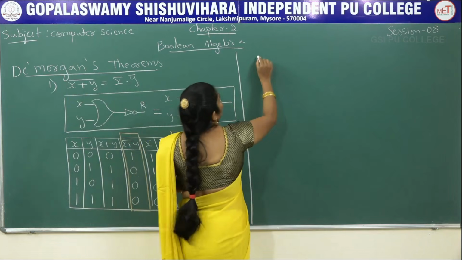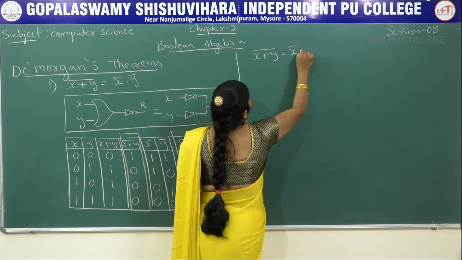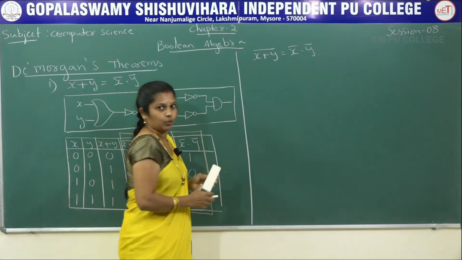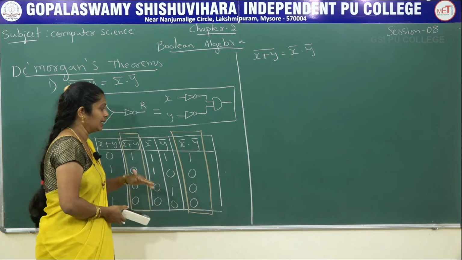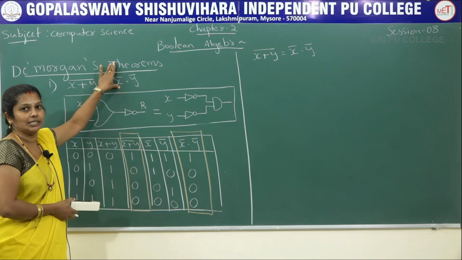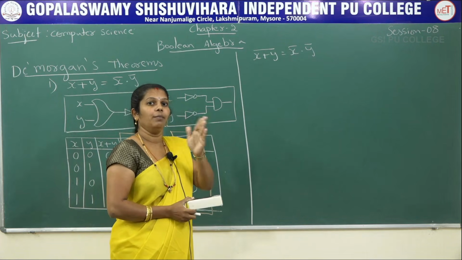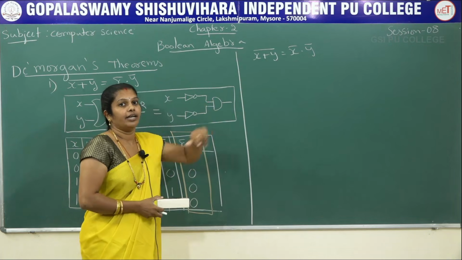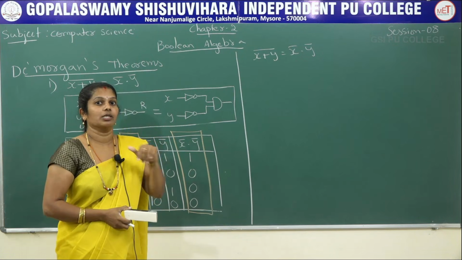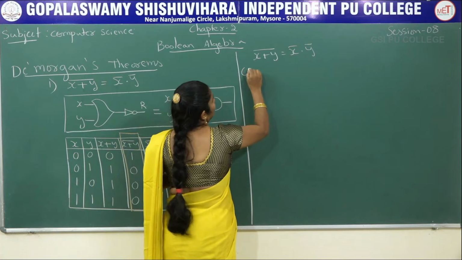The equation is x plus y whole bar equals x bar into y bar. We have to prove this by using the algebraic method. How to prove this? Before proving this, we have to know about the complementarity law. If the complementarity law is proved, it means De Morgan's theorem is also proved, because there we are applying De Morgan's concept.